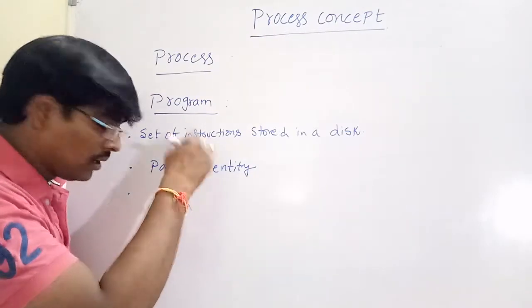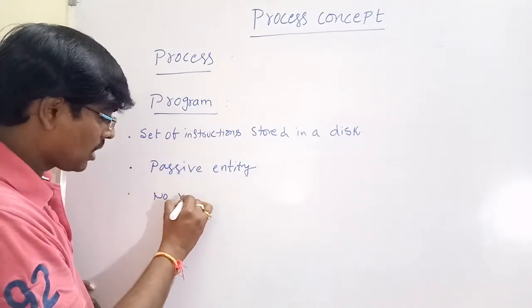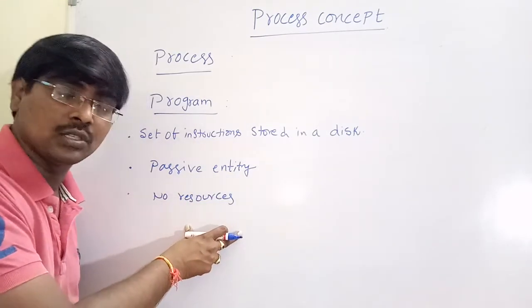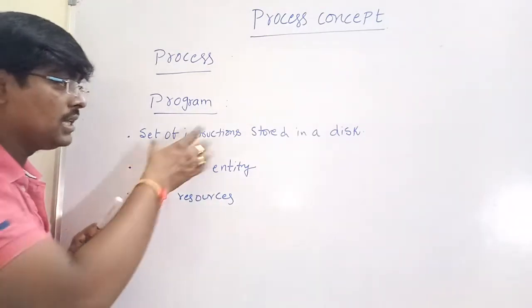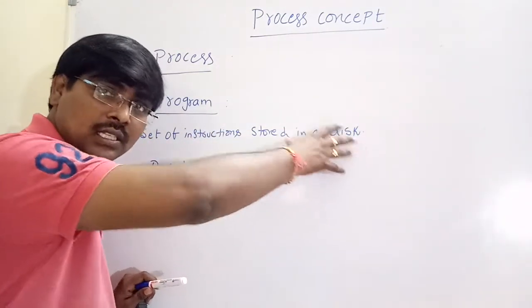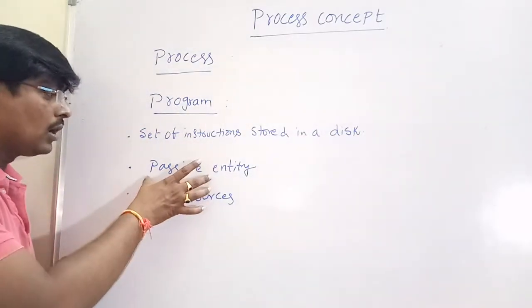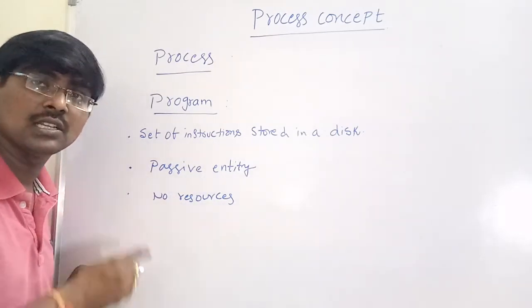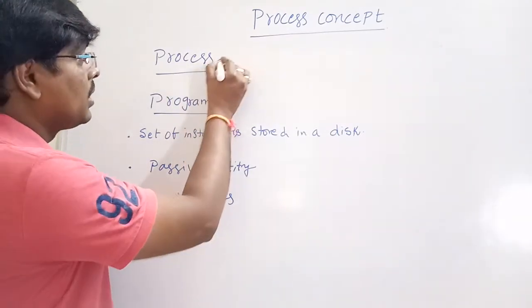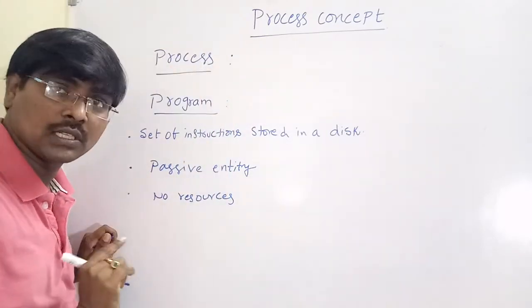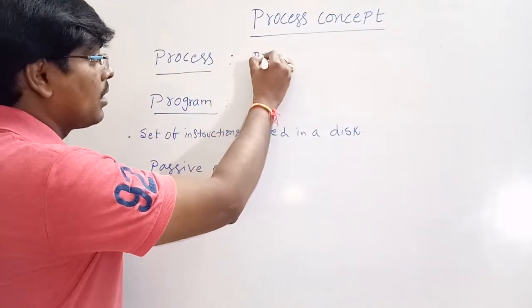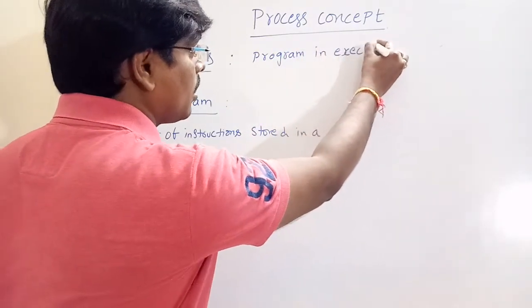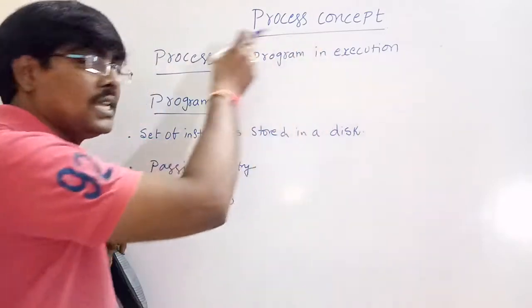So it is a passive entity means no resources are utilized. The program does not contain any resources. This is a program, simply a set of instructions stored in disk, that is stored in secondary memory. Program is a passive entity. Program does not use any resources. But come to process. Process is called a program in execution.